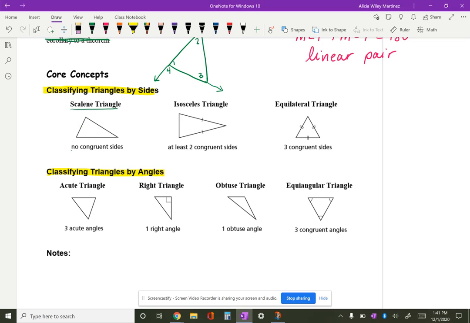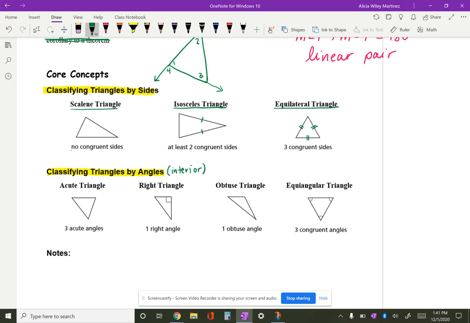An isosceles triangle is a triangle that has two congruent sides. You can see that that's marked here for you. An equilateral triangle is a triangle that has all the sides congruent. So you can see that they put two tick marks on each side of that triangle, stating that all the sides are the same length. Classifying a triangle by its angles is looking at the interior angles. So when we're looking here, we're looking at the interior angles.